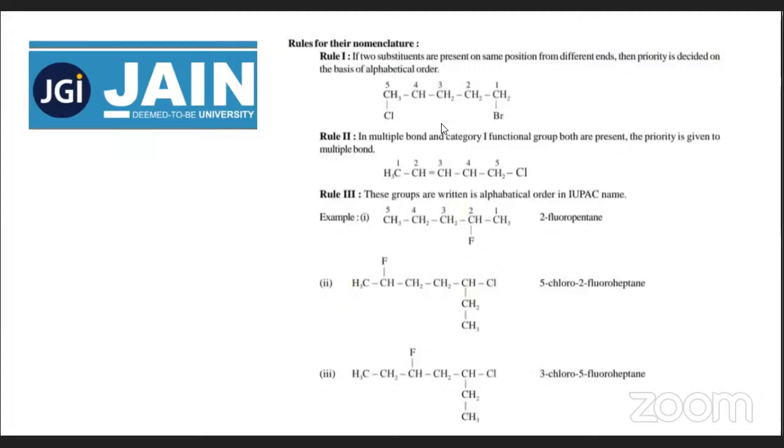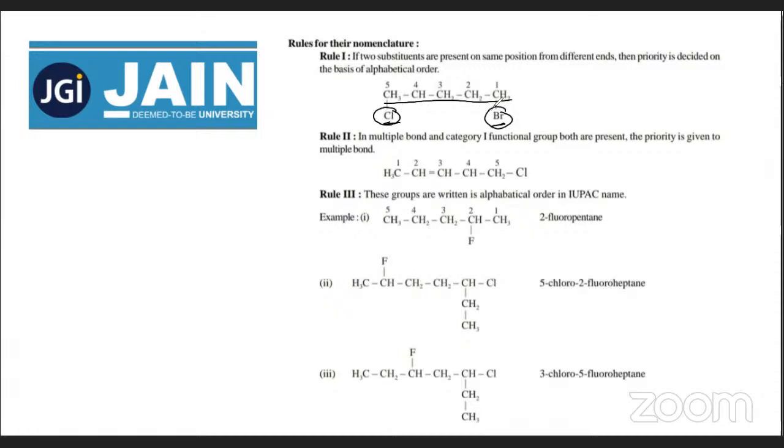For example, we have taken a few examples like CH3, CH, CH2, CH3. This is 5 carbon, and to this I have chlorine and bromine attached. This can be used only as chloro and bromo. So the name here will be written as 1 bromo, and then I have 5 chloro.